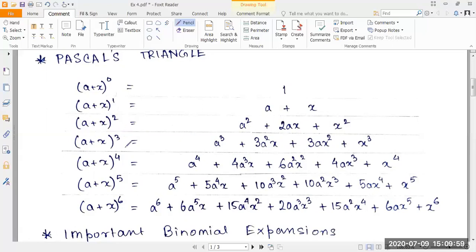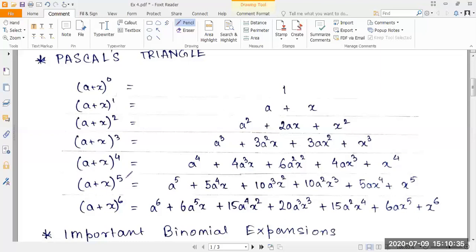We have the formula for (a + b) whole cube as well. We get it as a cube plus 3a square x plus 3ax square plus x cube. If we use the binomial expression and replace the values of nCr in each expansion, we get (a + x) to the power 4 as a to the power 4 plus 4a cube x plus 6a square x square plus 4ax cube plus x to the power 4. If you want, you can of course check it. If you do not find it easy to do, I will do it in a future video.